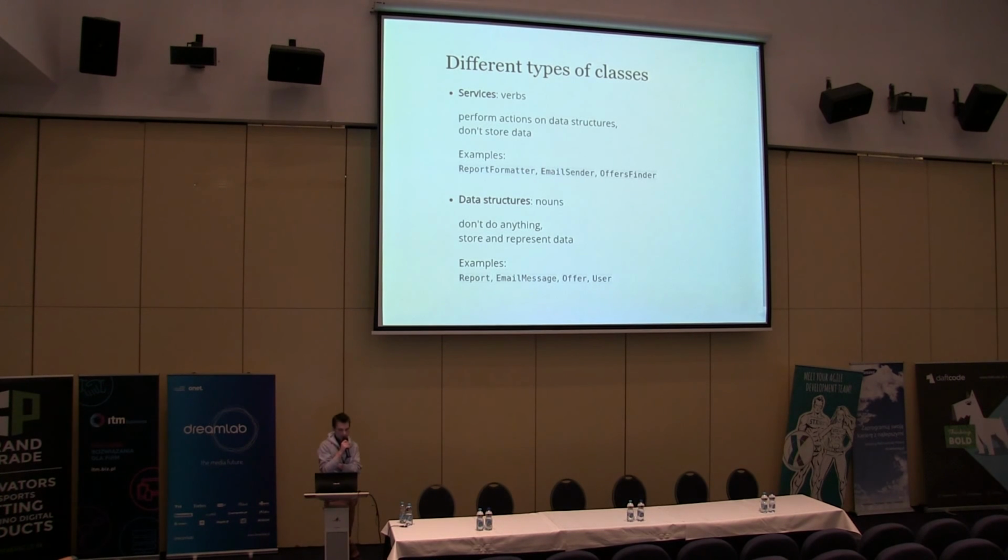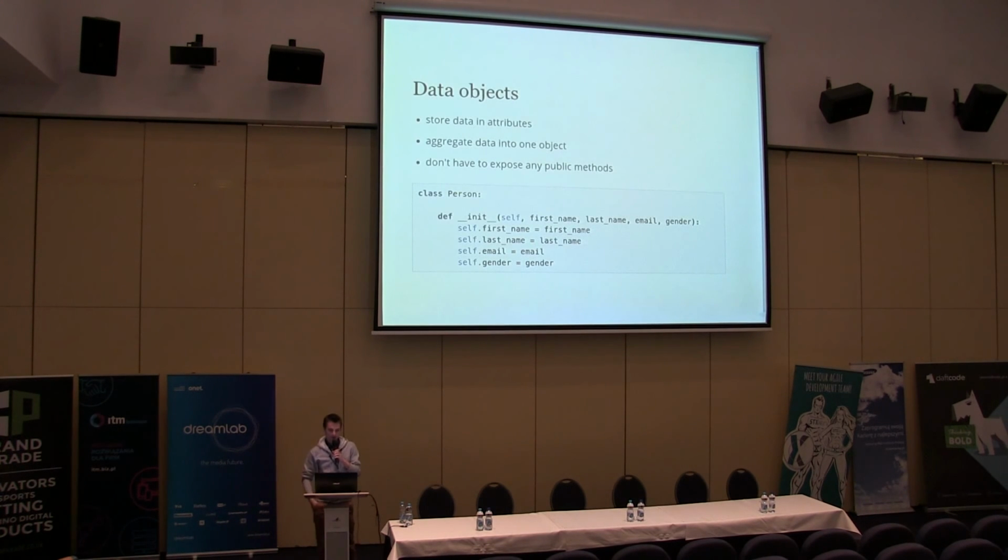And the other type of classes is a data structure. Data structures are nouns for verbs. For example, report, email message, offer, or a user. Data structure's responsibility is to store and represent data. They don't do anything. If you want to do anything with them, you need a service for that. Data structures store the data and attributes. They aggregate data into one object.